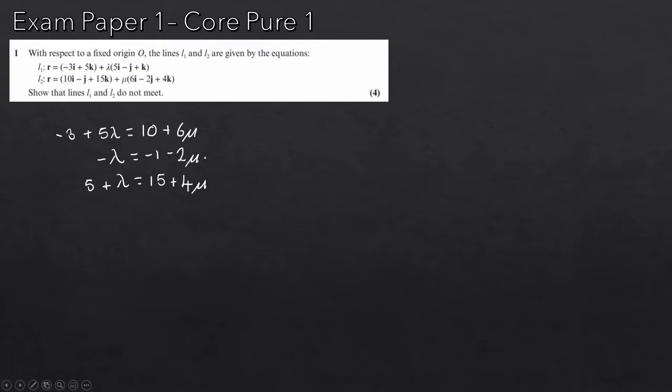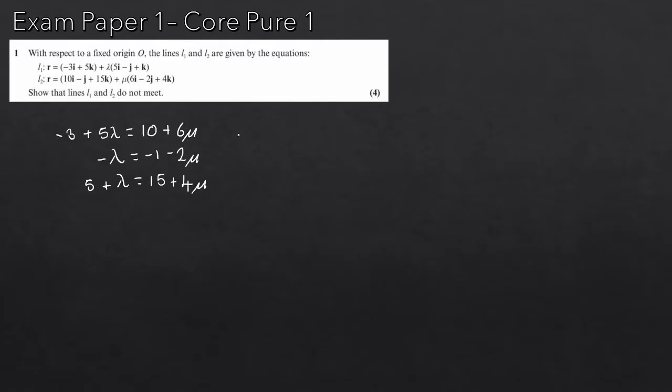Okay, so we've got all our correct components matching now. Now we need to solve for mu and lambda, because what we're going to do is we're going to get two values, one for mu, one for lambda, and then we've got to sub it into the third equation that we haven't used. And what we should find, given that they don't meet, is we should get a contradiction. We should get something like, I don't know, 20 is equal to 17, something that clearly doesn't work.